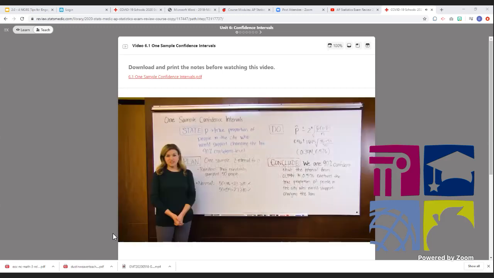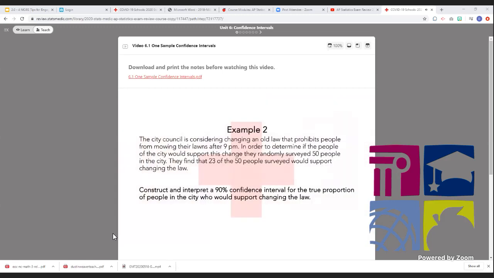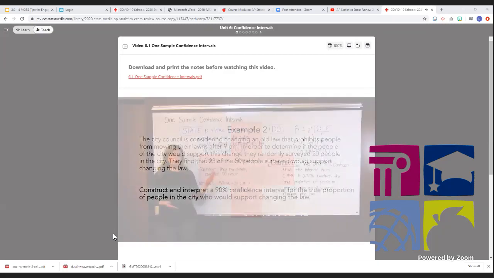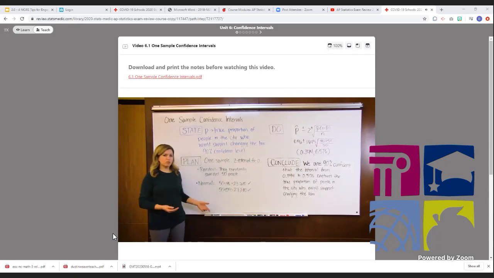So now let's look at another example using proportions. The City Council is considering changing an old law that prohibits people from mowing their lawns after 9 p.m. In order to determine if the people of the city would support this change, they randomly surveyed 50 people in the city. They find that 23 of the 50 people surveyed would support changing the law. Construct and interpret a 90% confidence interval for the true proportion of people in the city who would support changing the law. So again, we'll go through our entire state, plan, do, conclude format.